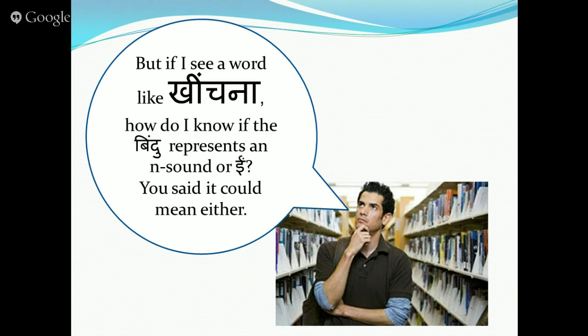However, if I see a word like kinchna, how do I know if the bindu represents an N sound or a nasalized vowel? It could mean either. Now, that is a very good point. Why? Because we're using the dot in the middle of a word for multiple purposes now. If it's at the end of the word, we're fine. But in the middle of a word, we don't know if it's an N or a nasalized vowel. How can we? It's very interesting. So this could be kinchna or it could be kinchna, kinchna.